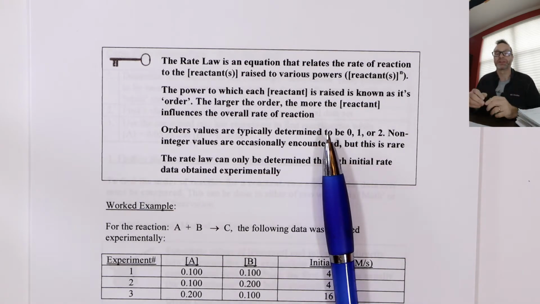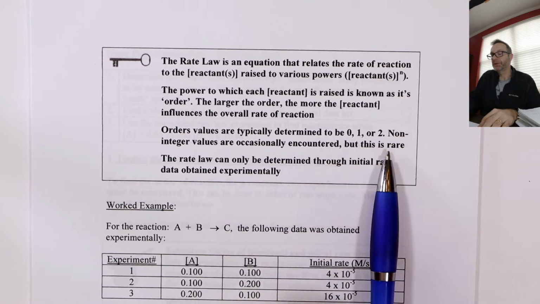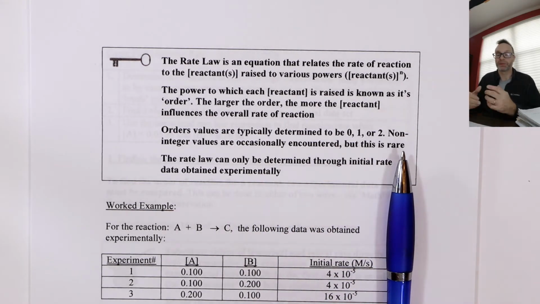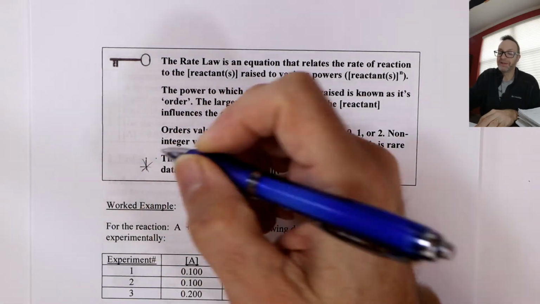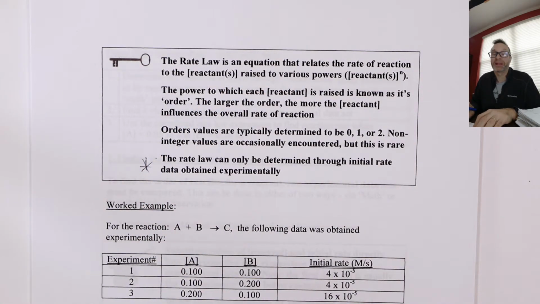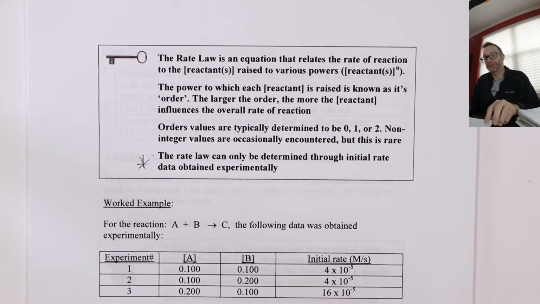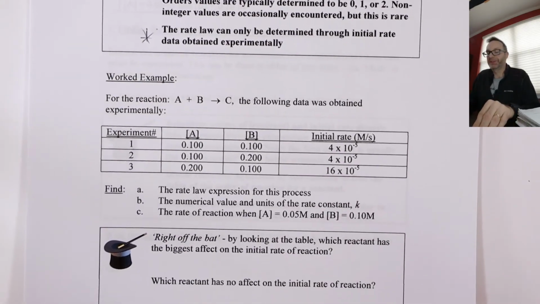You just add the orders to give the overall order of the reaction. And again, they're always 0, 1, or 2 for the individual reactants, and you can only get it from experiment. Okay, only get it from experiment. All right, now, here's a classic, simple one to start.